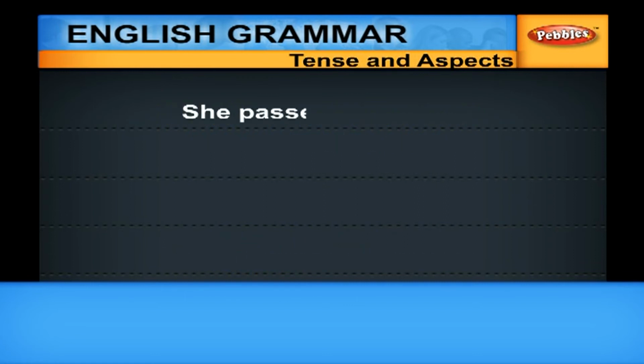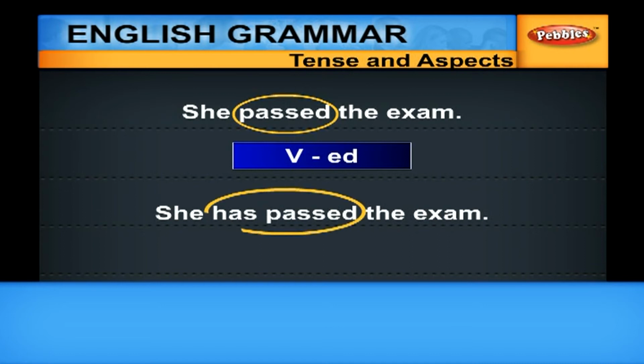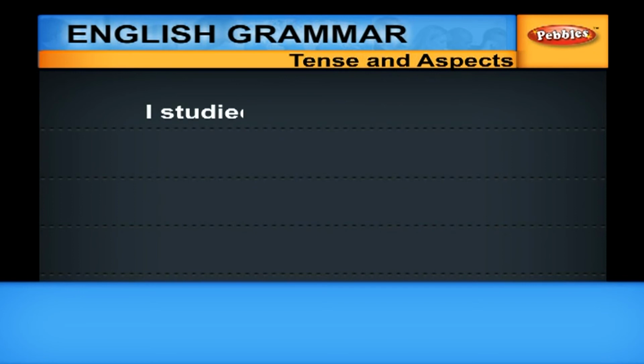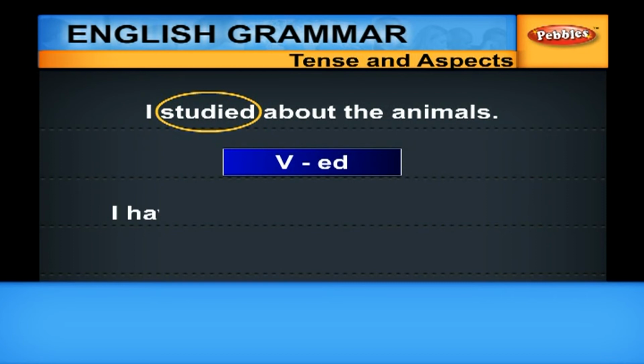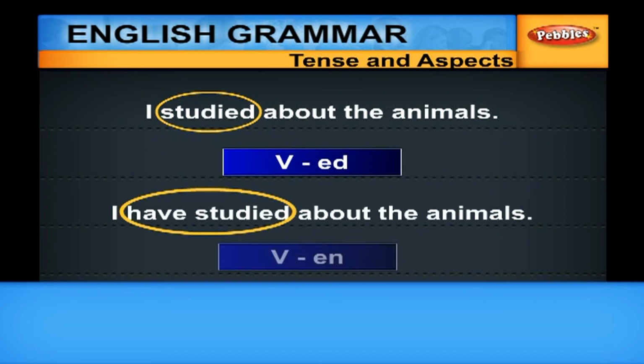She passed the exam. The verb is in VED form. She has passed the exam. The verb is in VEN, or past participle, form. I studied about the animals. VED form. I have studied about the animals. VEN form. So, VEN will have 'have' or 'has' as the helping verb.